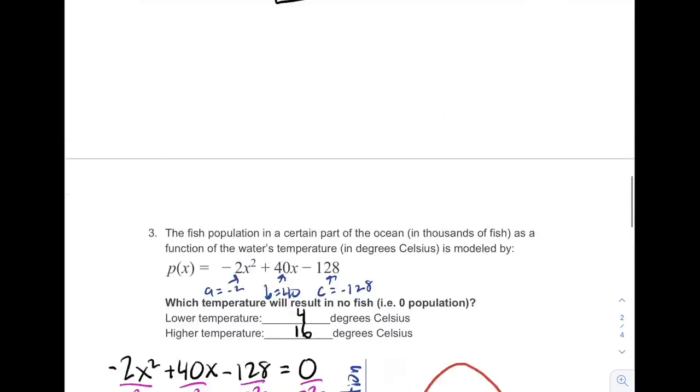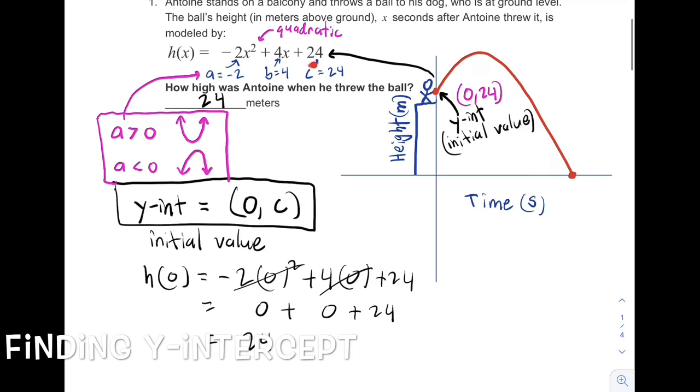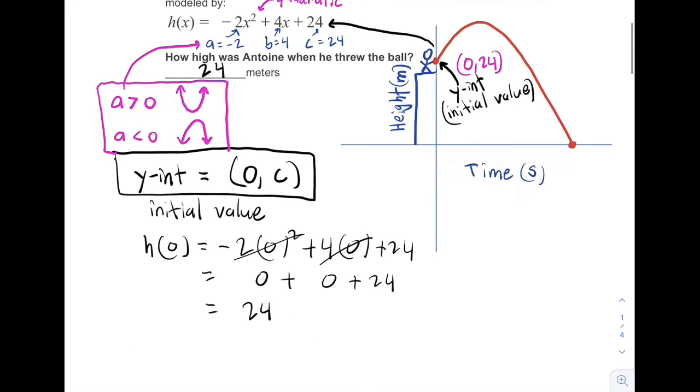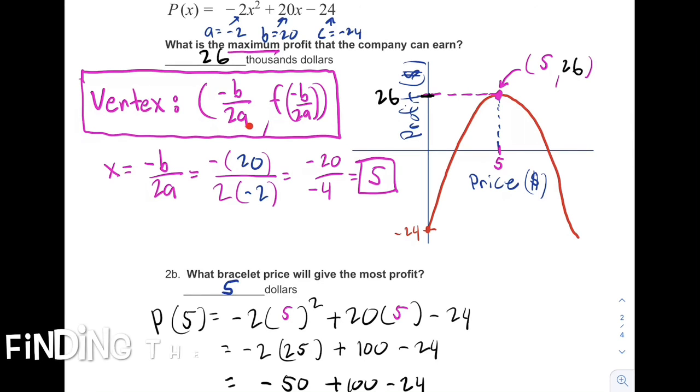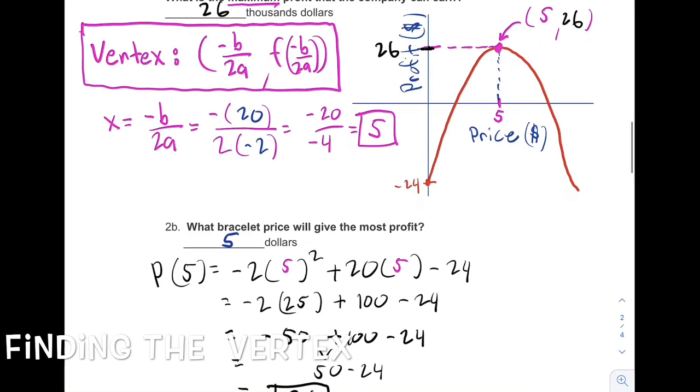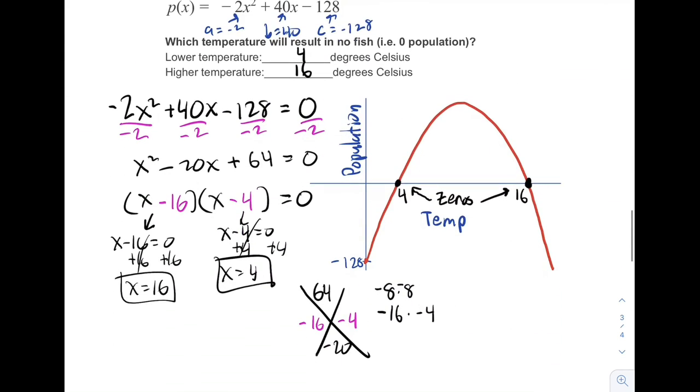Okay, so those are different types of problems, and we're putting it all together. Let's review. Our c is always our y-intercept. You can tell initial value, y-intercept is our c. Our a tells us whether it's going to open up or down, depending on if it's positive or negative. This helps us graph it. Then we can find the maximum or minimum by finding the vertex using negative b over 2a, and then substituting back in the equation. So we can find the highest point, or the lowest point if it's down here.